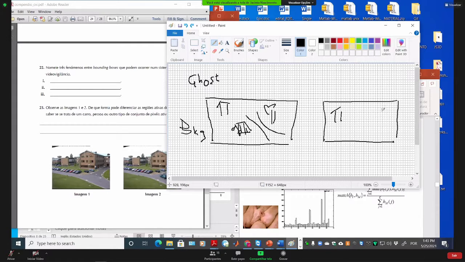You have a tree. You have a road. And the car starts to move and leaves the scene. So in this case, when computing the difference between the background and the current image, you will detect an active region. A region that represents an empty object. This is called a ghost.